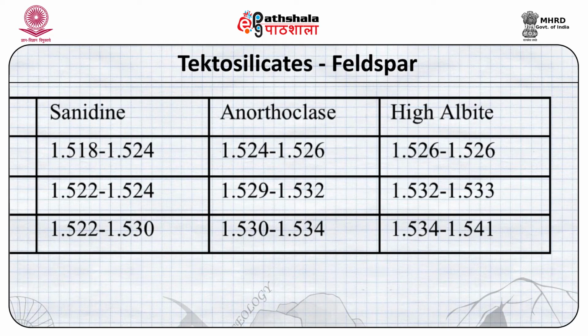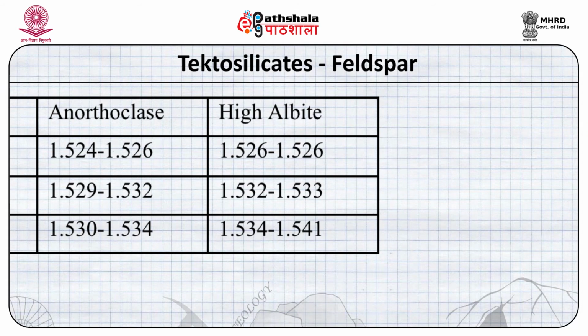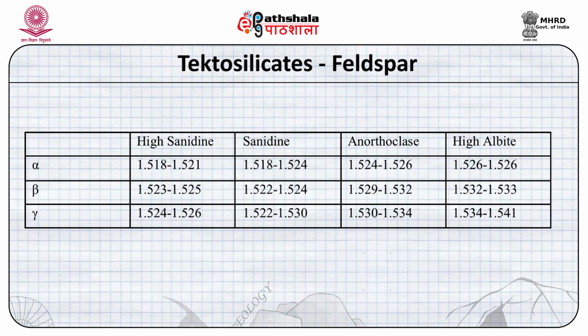The lower temperature, that is the high albite of this series, has the alpha value almost fixed at 1.5 to 6. There is much less variation in high albite in beta also, where it is between 1.532 to 1.533, and similarly gamma is relatively less variable between 1.534 to 1.541.